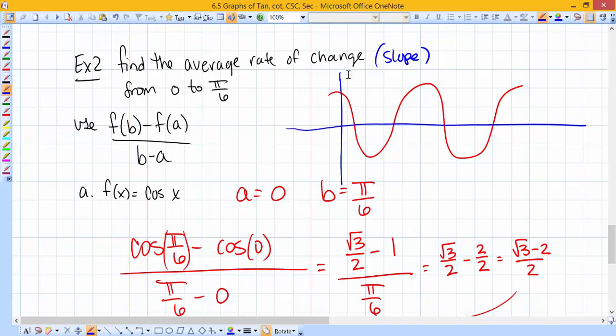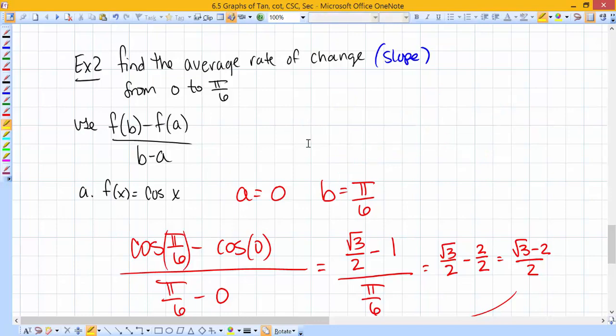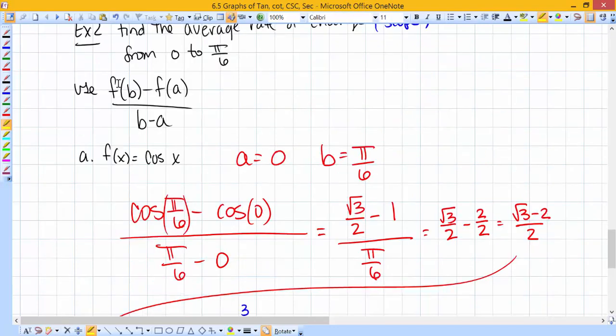So from 0 to pi over 6. That might be, let's say 0, and let's say this is pi over 6. Actually it would be more like this would be pi over 6. It's just asking for this little tiny piece. What is the average rate of change? It's not slope because it's not a line, but how fast is that little piece changing? So we do have something similar to the slope formula.